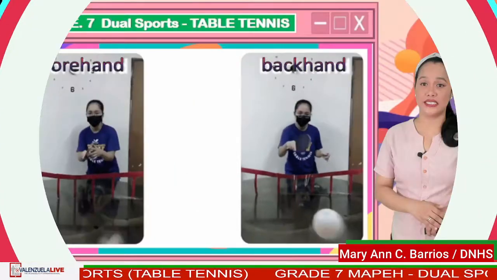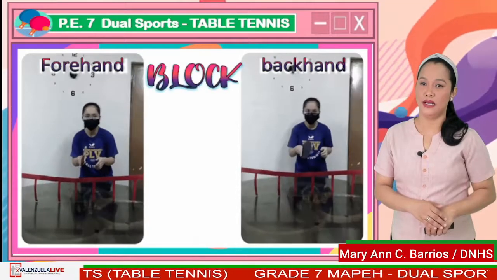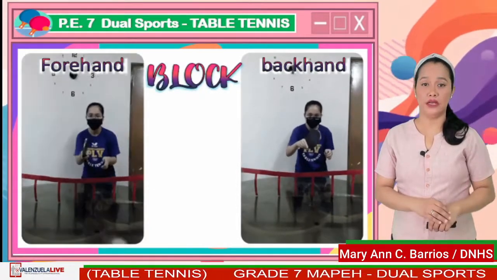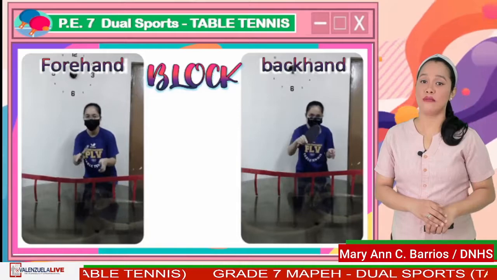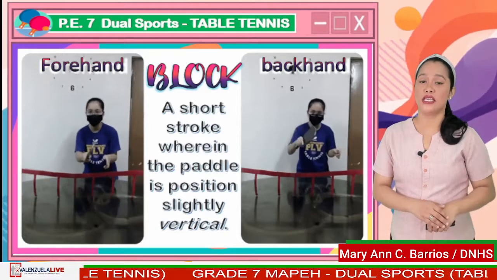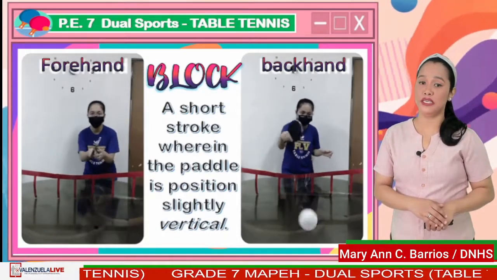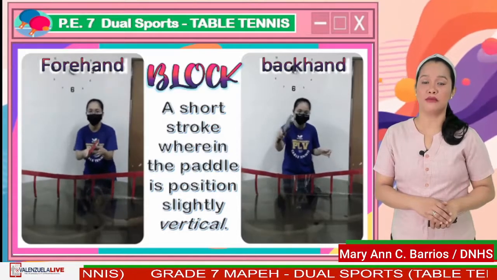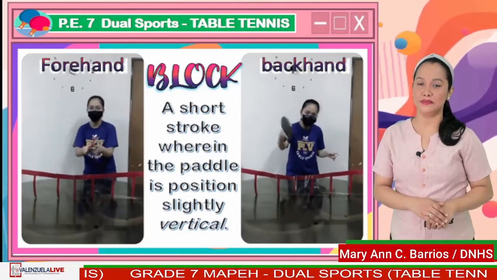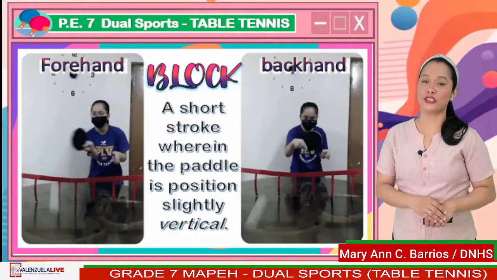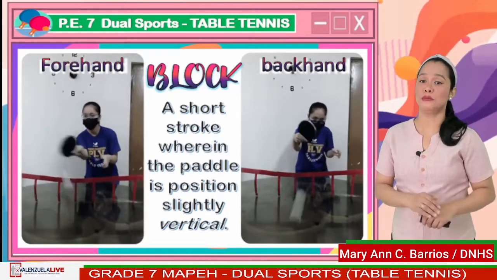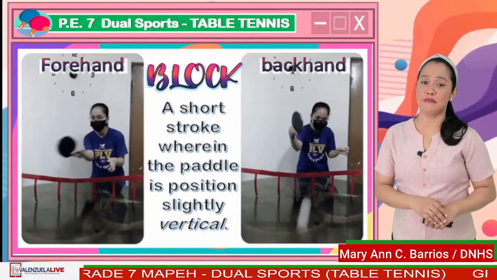Next is block. The forehand and backhand block in table tennis are more defensive shots. It is used to control incoming speed and spin shots from your opponent. Block is a short stroke wherein the paddle is positioned slightly vertical.